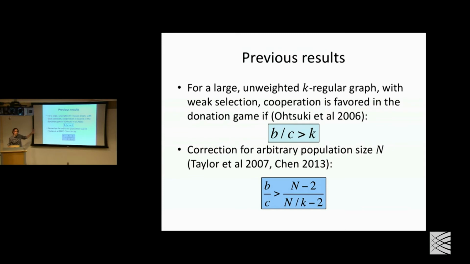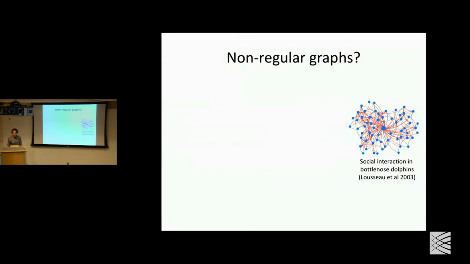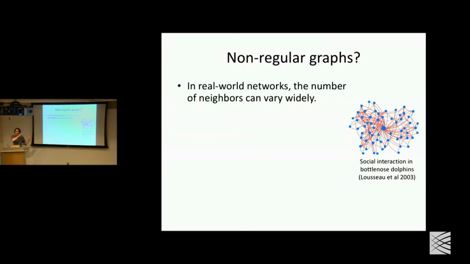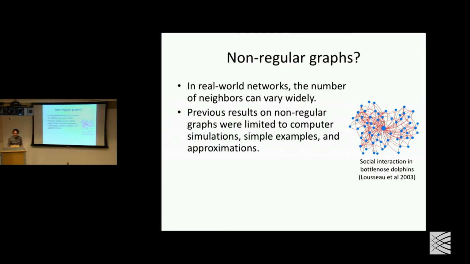But both of these results are for regular graphs. And that's a pretty strong assumption, right? So in real-world networks, they're very often not just heterogeneous, but strongly heterogeneous, right? We very often find these hubs that are very well connected.